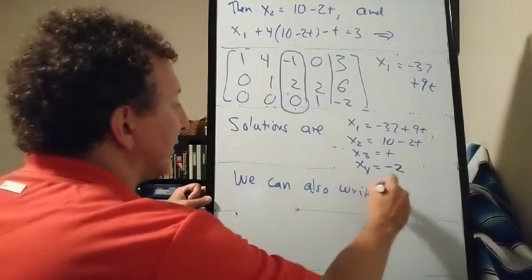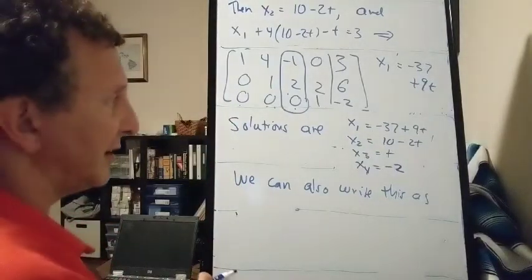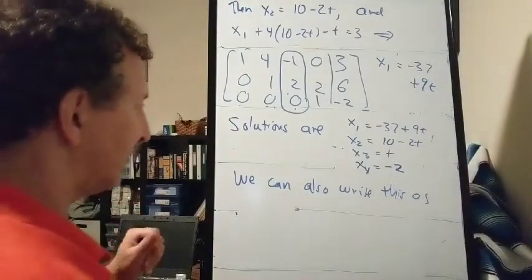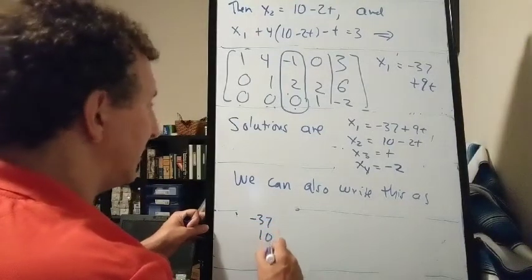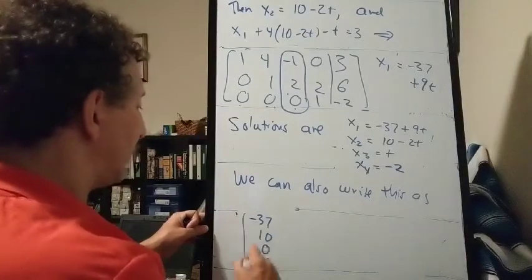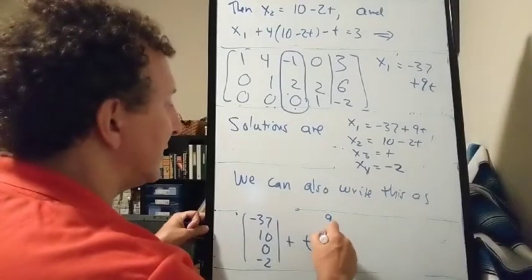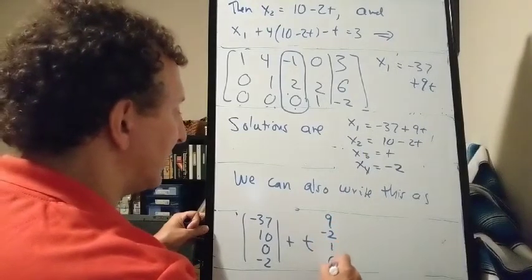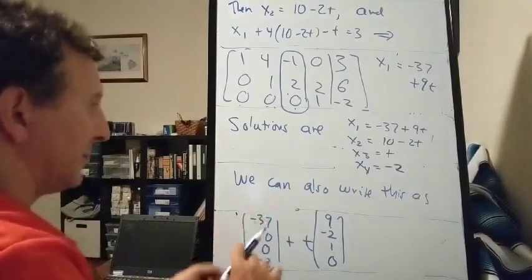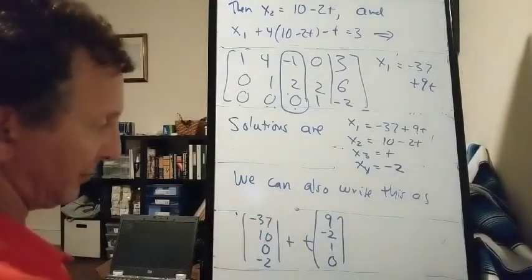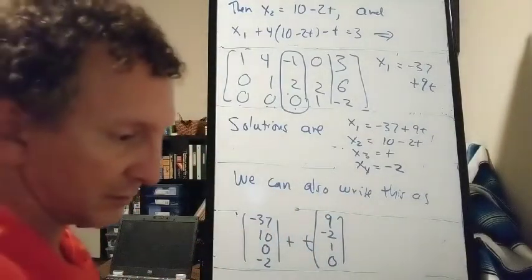You can also write this as, we can take all the t's and put them apart from the constants. So this is -37, 10, 0, -2, plus t times 9, -2, 1, 0. If for some reason we wanted to take the t's and separate it out so we can look at it with the t part and the non-t part, in case we think that's easier.